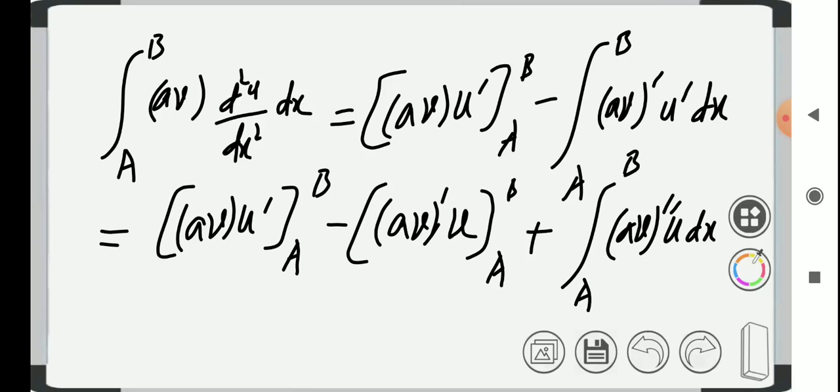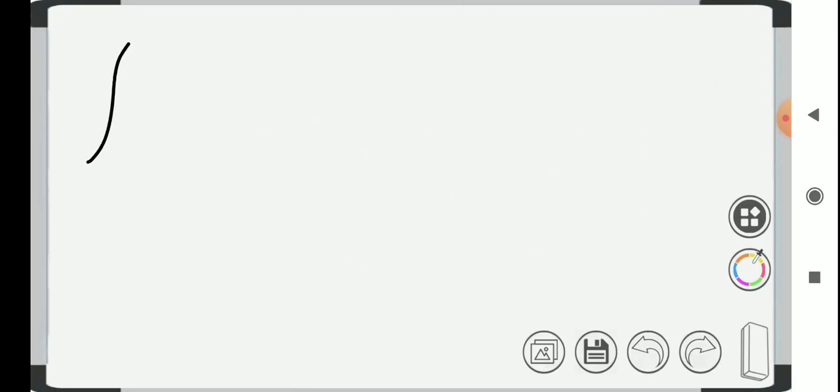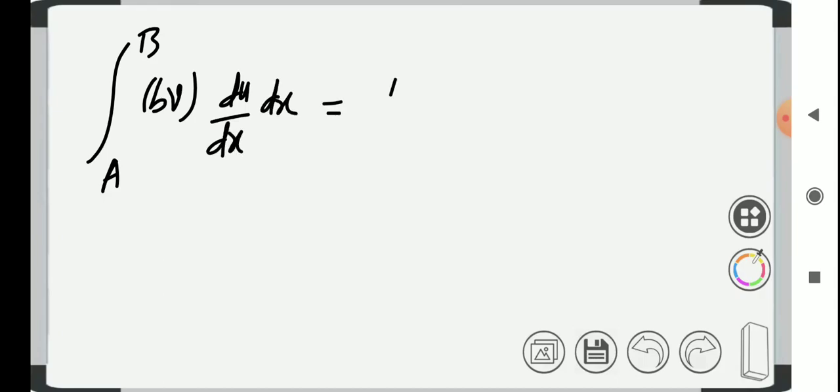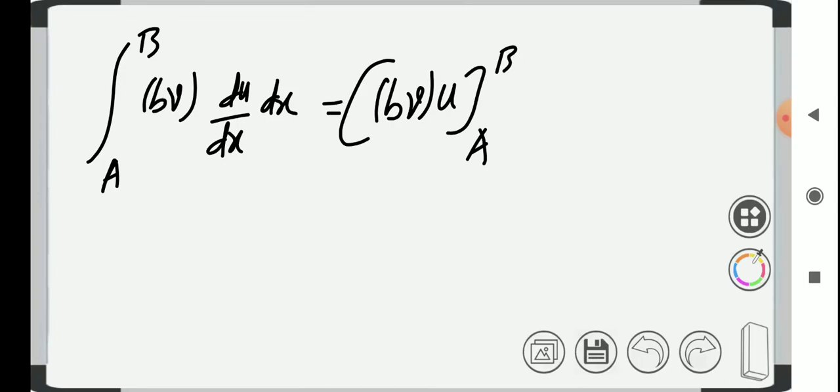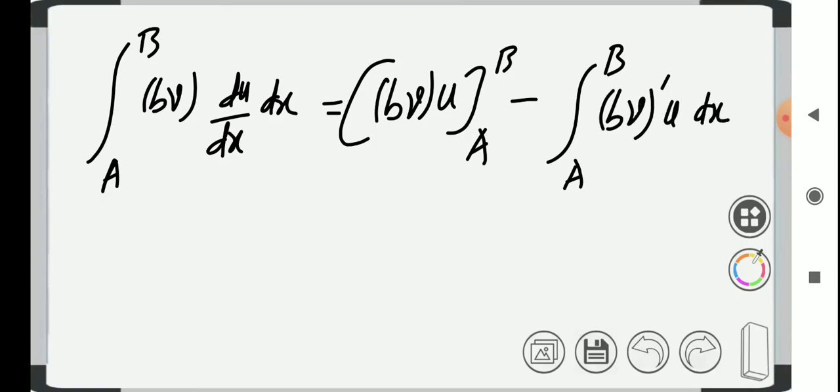Now let us calculate another integral, that is the integral from a to b of bv du by dx, which is the same as bv u from a to b minus the integral from a to b of (bv) dash u dx. The third integral we will write as it is. Let us try to keep it as it is.